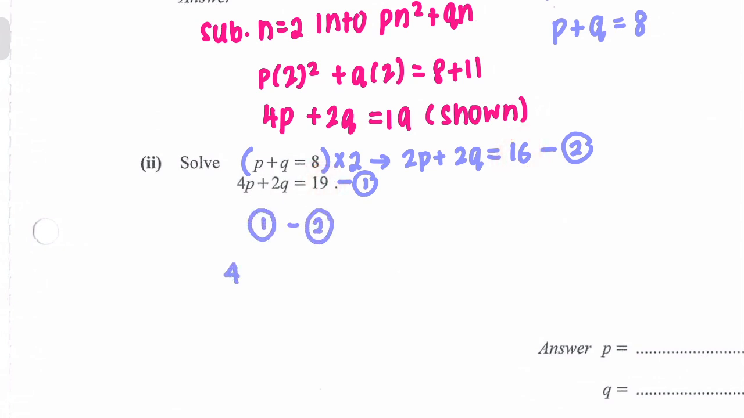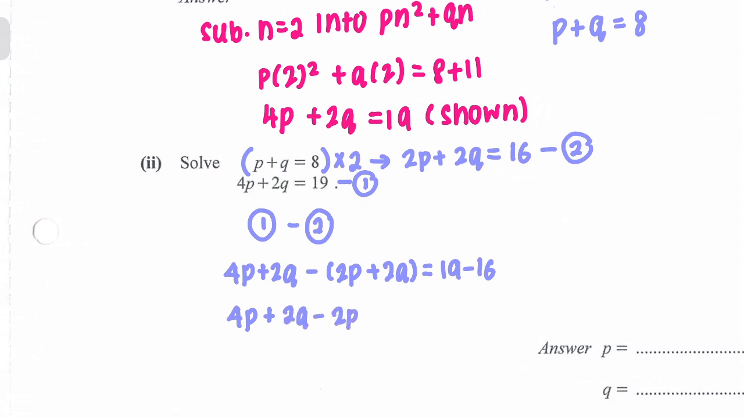Alright, so I will take 4p plus 2q, which is this one, minus 2p plus 2q, which means I need to take 19 minus 16. So when I do this, what happened is I'm actually minusing the 2q away. Remember, the negative goes in, you'll get this. Positive 2q minus 2q is gone. 4p minus 2p, you'll get 2p equals to 3. So p is 3 divided by 2.